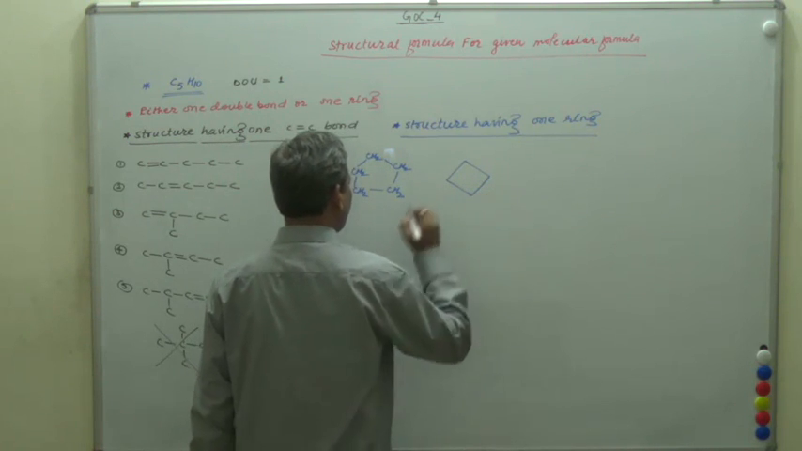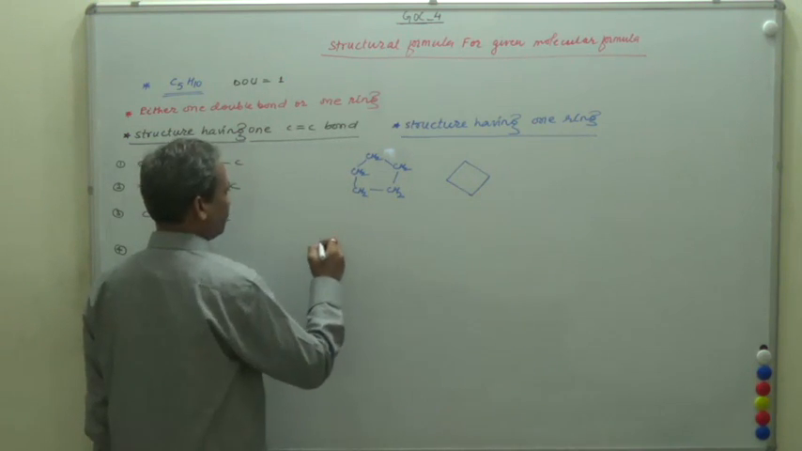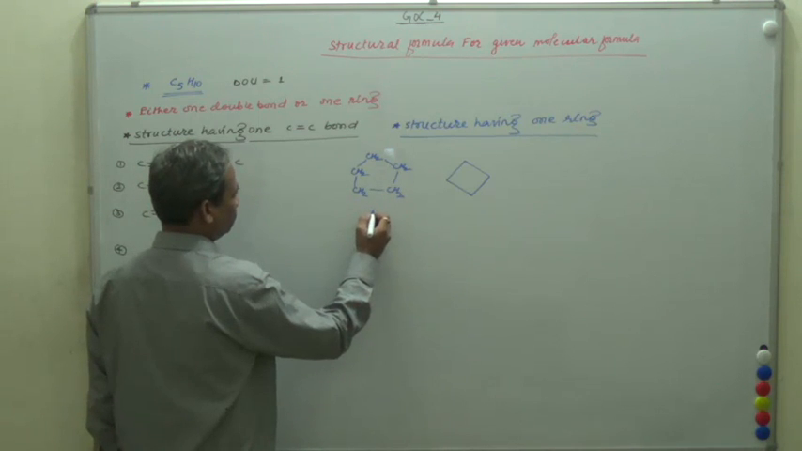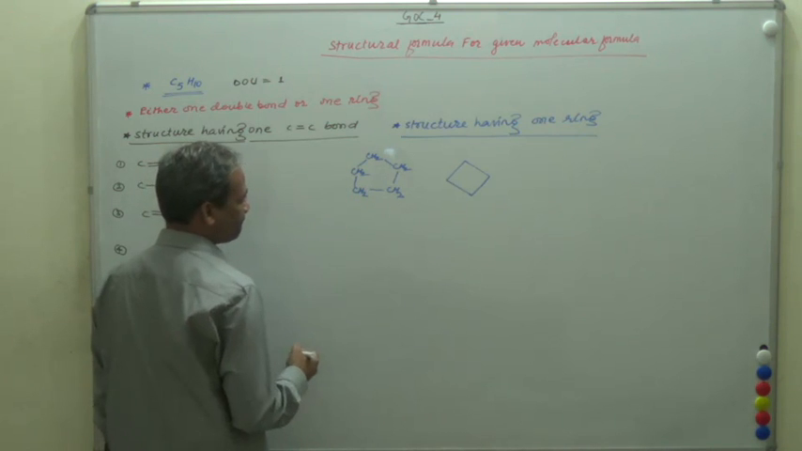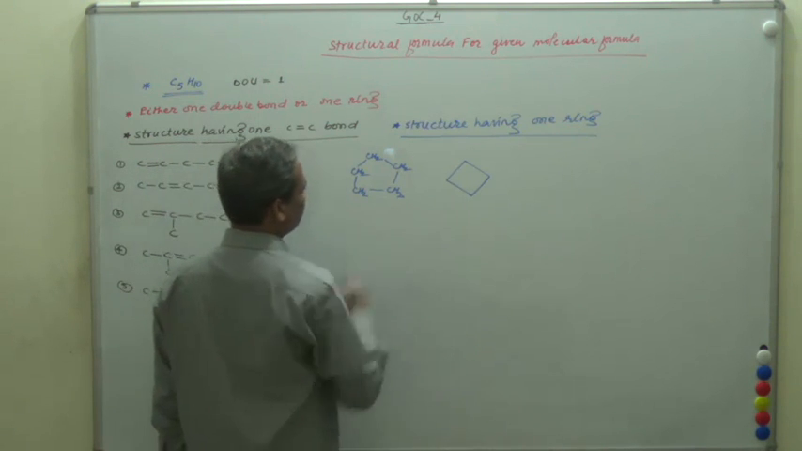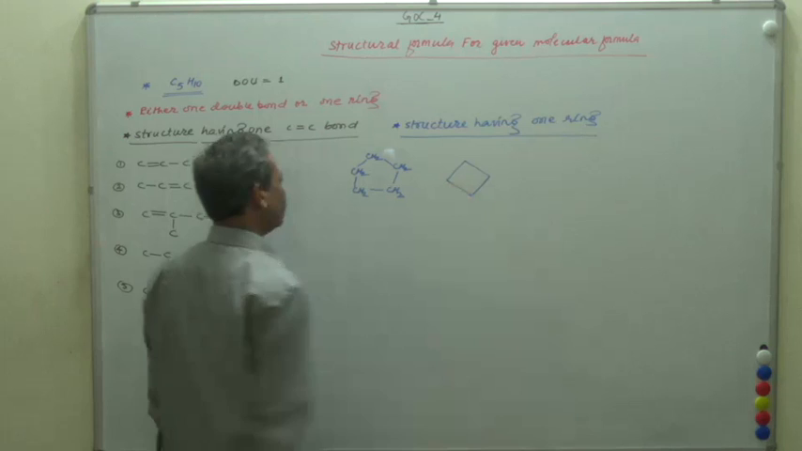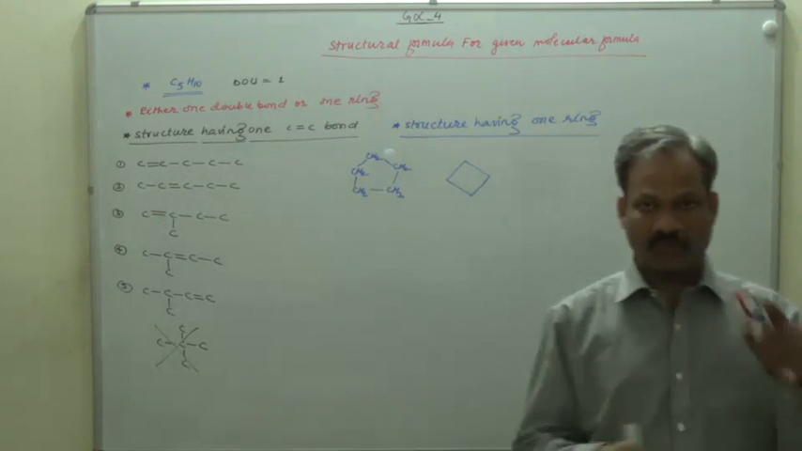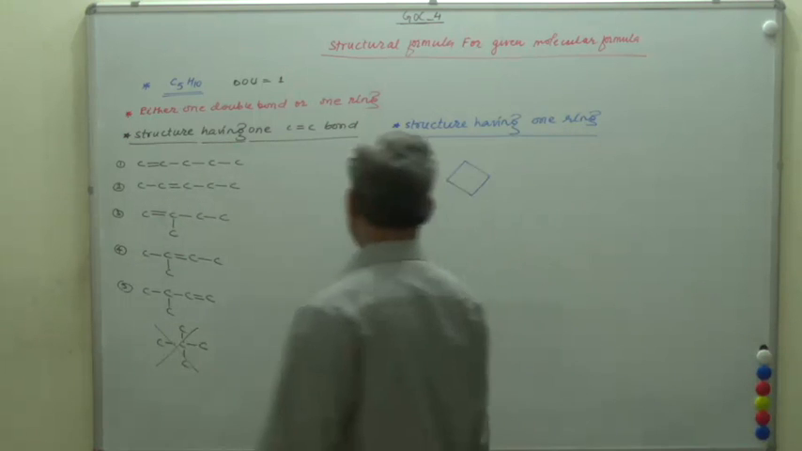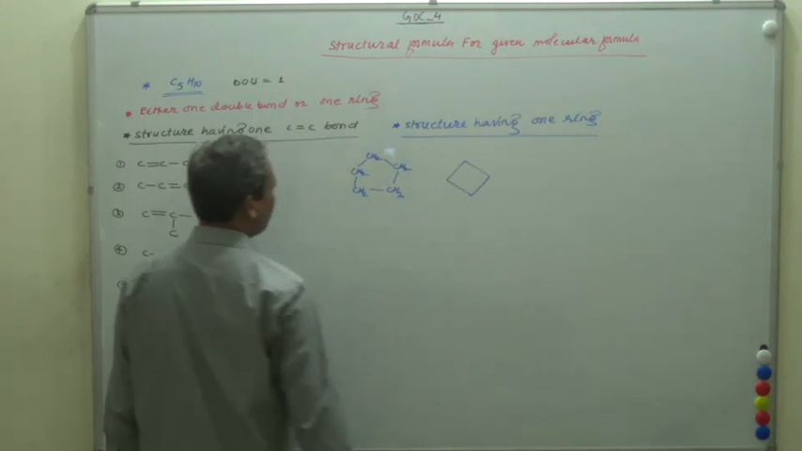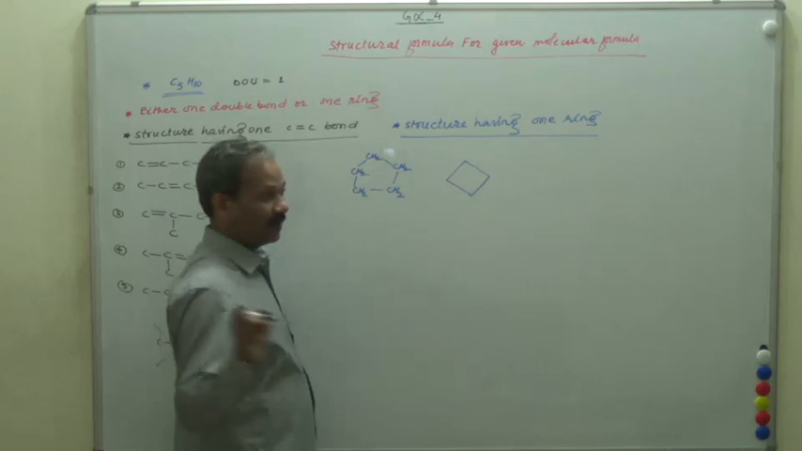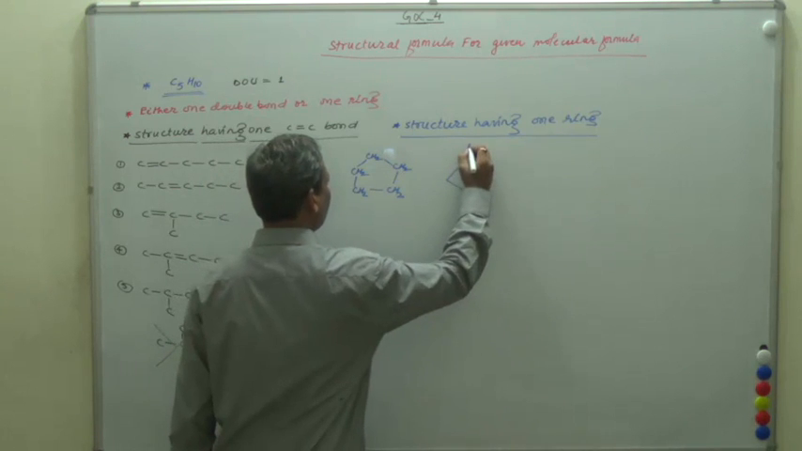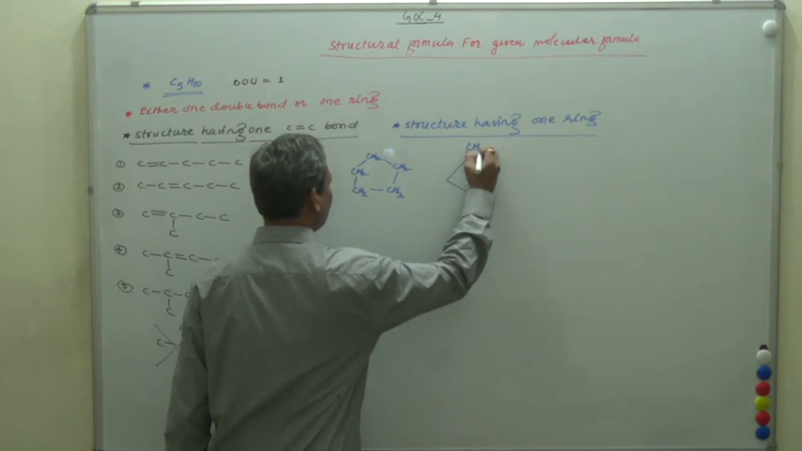Now in the next case, I am drawing only the bond line formula. Either you can draw this or you can draw the bond line formula for this one. So in the next structure we will make a cyclobutane ring, the ring having 4 carbon atoms, and the remaining carbon will be placed as a side chain in this cyclobutane ring. So to place that remaining carbon atom, we have only one position.